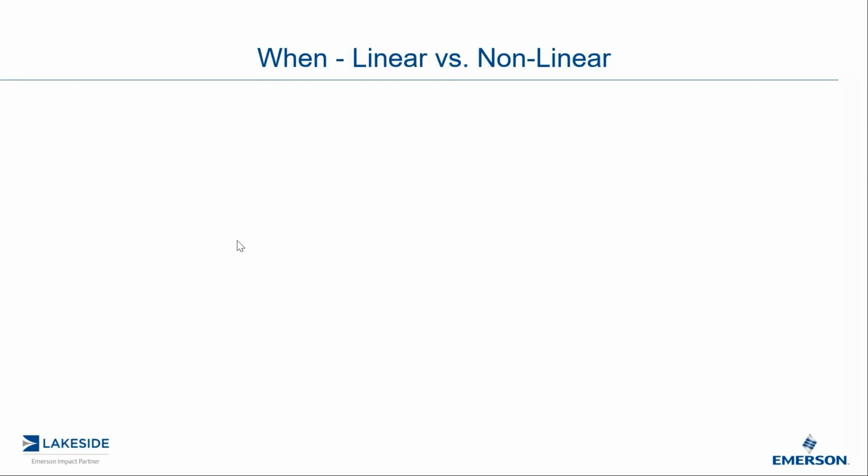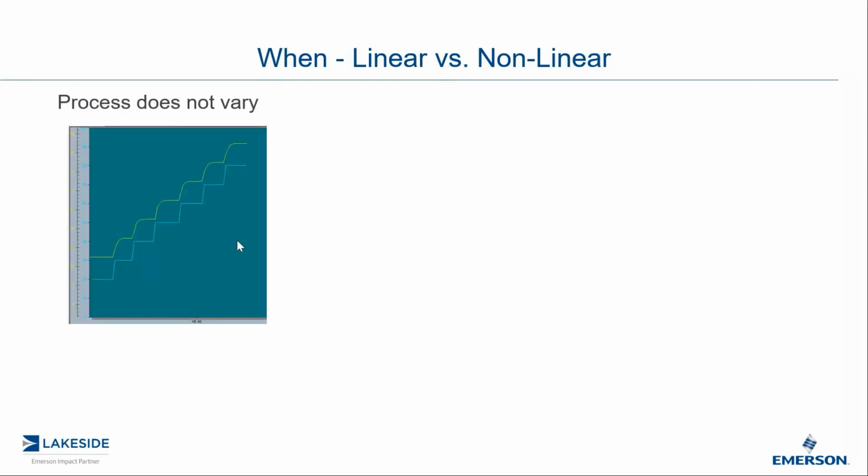So, linear versus nonlinear. A linear process is a process that doesn't vary, no matter where you're operating within your operating range. The process will behave exactly the same way. The process sensitivity will be the same, meaning the change in output. The blue line is the output signal to the final control element. The yellow line is the measurement feedback. And you can see here, no matter where I do my bumps, the process responds exactly the same.